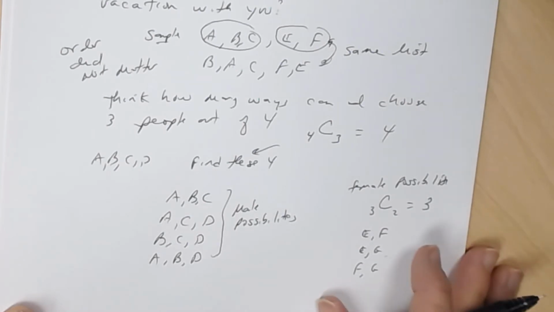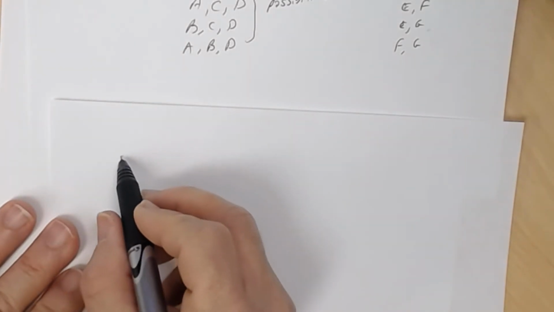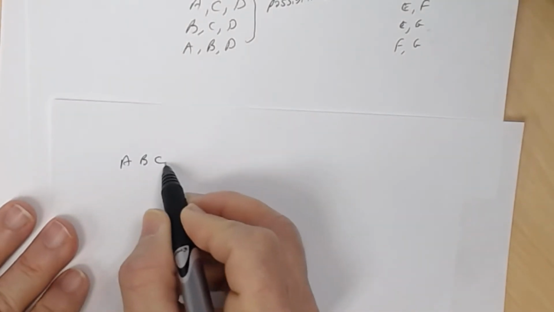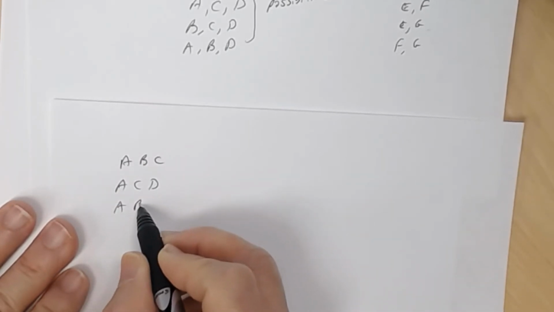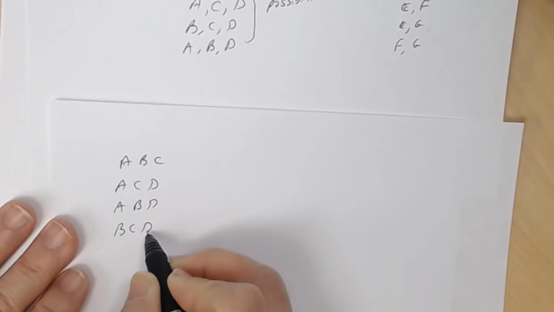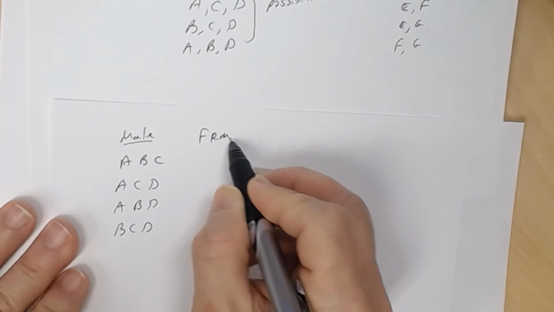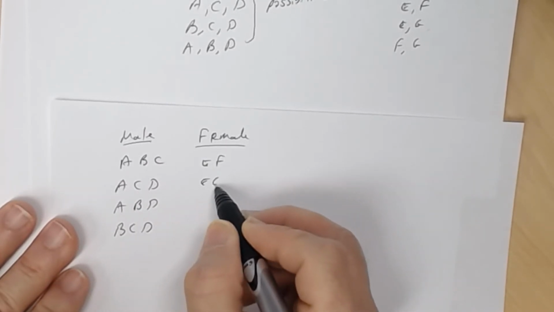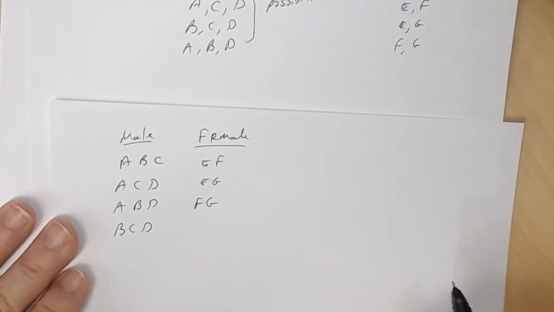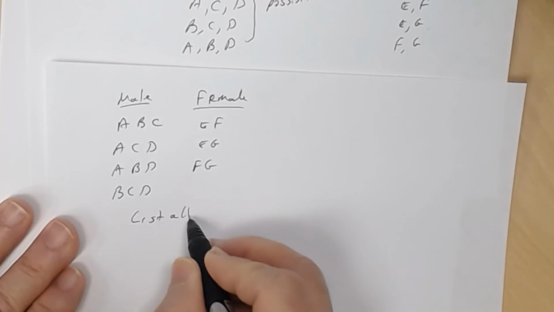Okay. So I'm going to go ahead and list them again. Here are my male possibilities: A, B, C, A, C, D. I'm going to put A first again. A, B, D, and then B, C, D. So these are your male. Your female would be E, F, E, G, F, G. Okay? So let's list all the possibilities.